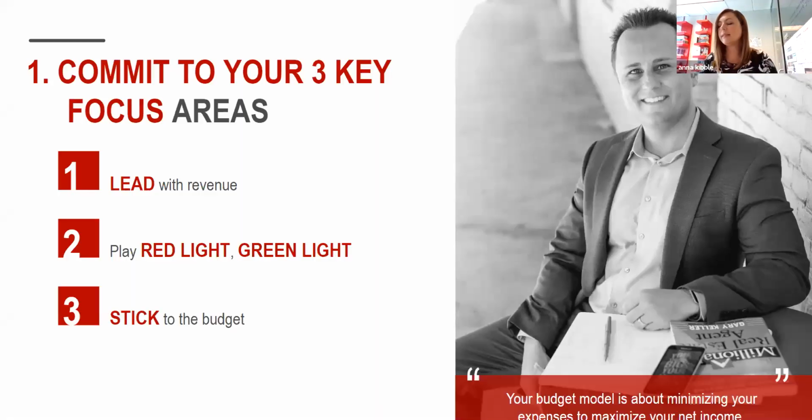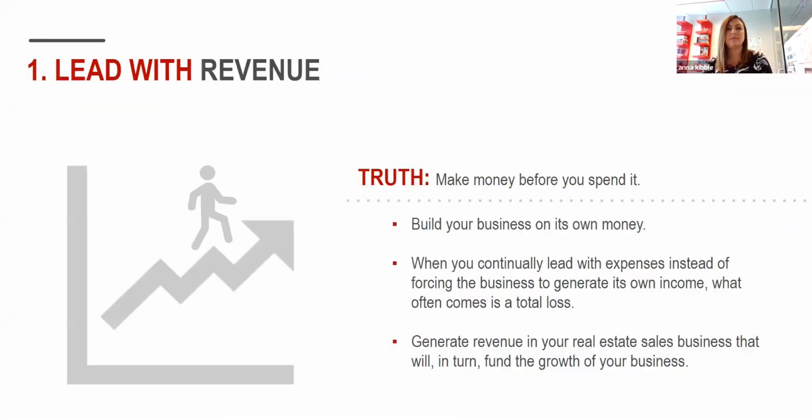Well, here we go. Let's talk about our money, right? Because if we're going to earn 100,000 a year GCI, we're going to have to keep a focus on our budget, right? And we are going to have to budget some money into our business, right? So we're going to look at ways to lead with revenue, play red light, green light, and then stick to that budget. So leading with revenue.